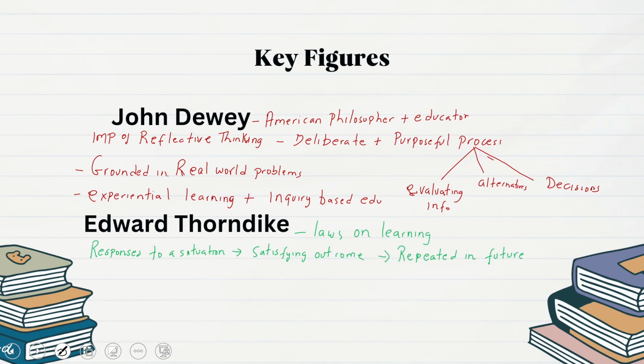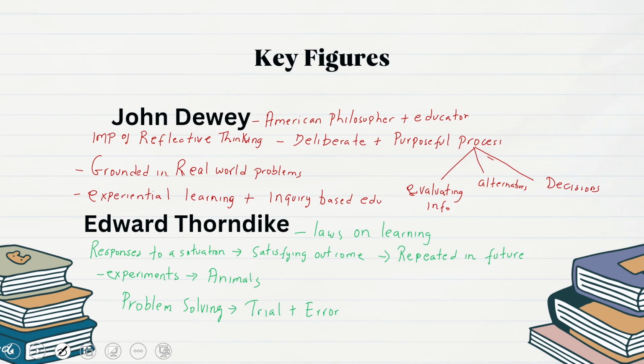Now his research on problem solving involved experiments with animals. So for example, he would put cats in puzzle boxes and see how these cats try to escape from these puzzle boxes. And these experiments demonstrated that problem solving involved trial and error. And therefore, with this trial and error, we see that successful strategies are reinforced over time.